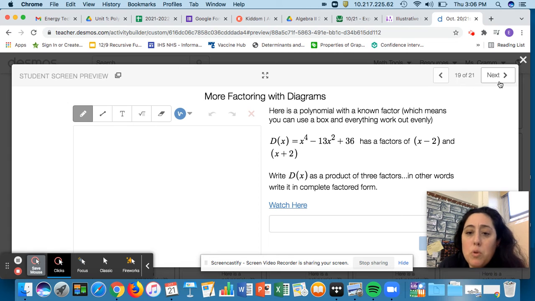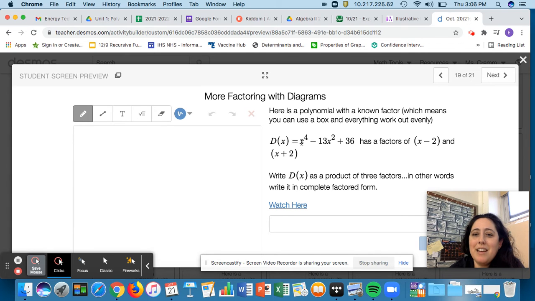All right, so cool. Now we have d of x equals x to the fourth minus 13x squared plus 36. And they give you not one, but two factors. I actually feel like this will have a product of four factors, so I think this might just be a typo because they do ask for an incomplete factored form. Let's see, maybe I'm wrong. I'll know once I actually do the problem. Okay, so here we go.